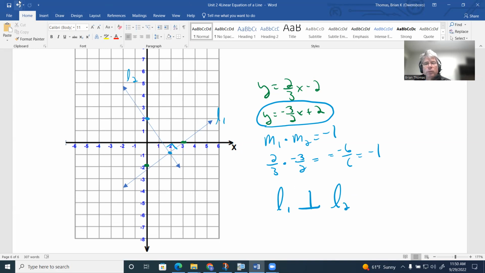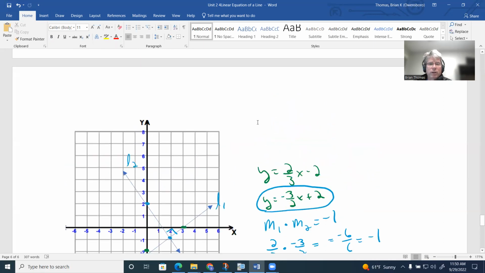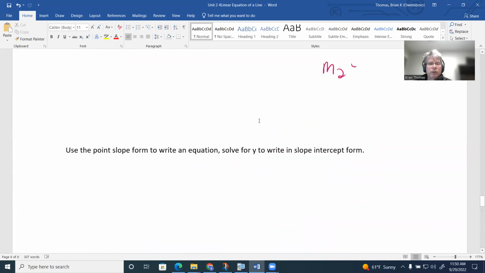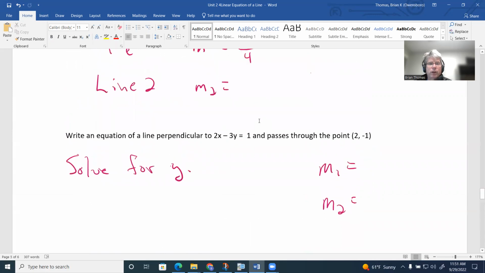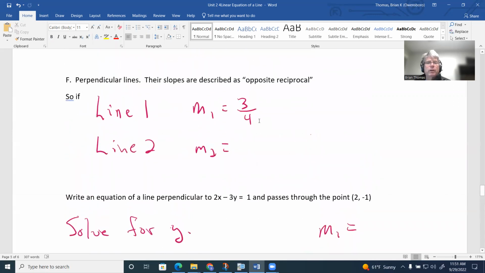And notice that their slopes, they're what we call reciprocals for one thing. Notice how one's 2/3 and one's 3/2. So notice how it's turned upside down. That's referred to as reciprocal. But notice how they're also one's positive, one's negative. So we refer to these as opposite reciprocals. So when it comes to perpendicular lines, what we pick up on is their slopes are said to be opposite reciprocals.